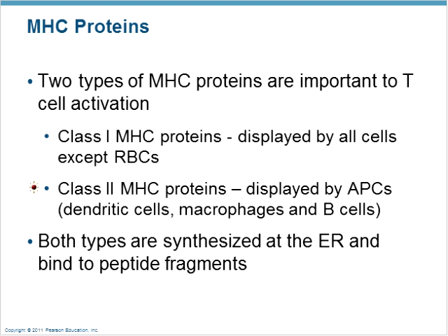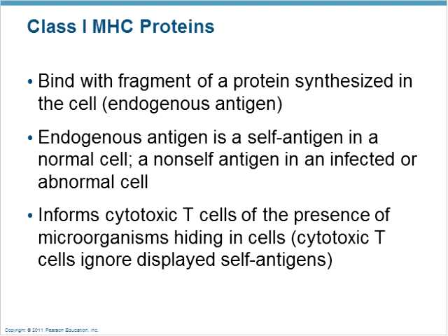Both types are synthesized at the endoplasmic reticulum, and they bind to peptide fragments. So there are two types of proteins important to T cell activation, class 1 and class 2. Class 1 proteins are displayed by all cells. Every cell has those proteins. And class 2 proteins are displayed by APCs, like dendritic cells, macrophages, and B cells. Both types, again, are synthesized in the endoplasmic reticulum of a cell, and they bind to those peptide fragments. Class 1 MHC proteins.